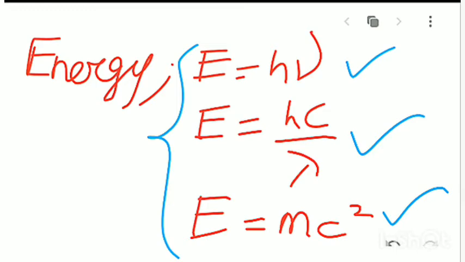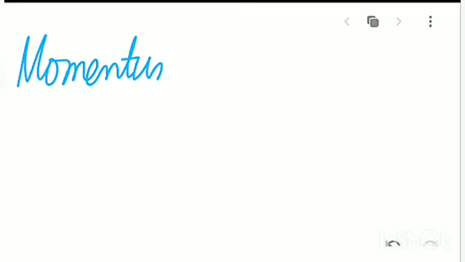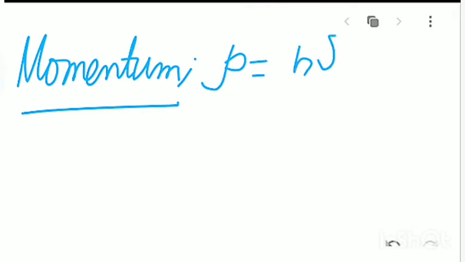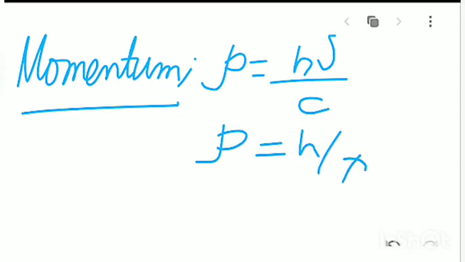Next come the formulas for momentum. In case of momentum, what will we find? We will find that momentum is always mass times velocity, and hence we get p equals h nu by c. Also, in terms of wavelength, we have p equals h by lambda. I'm sorry for the writing.